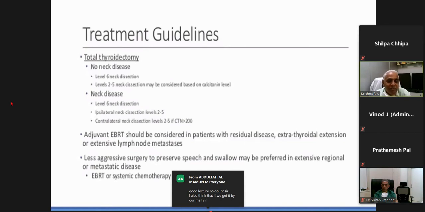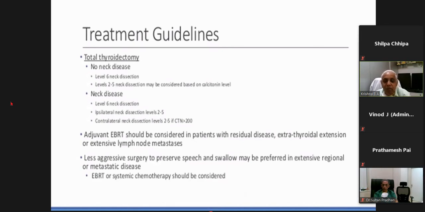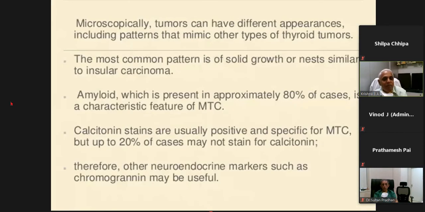Less aggressive surgery to preserve speech and swallow may be preferred in extensive metastatic disease patients. Now, this is a very dicey area. One has to balance or trade off. Microscopically, tumors can have different appearances, including patterns that mimic other types of thyroid tumors.